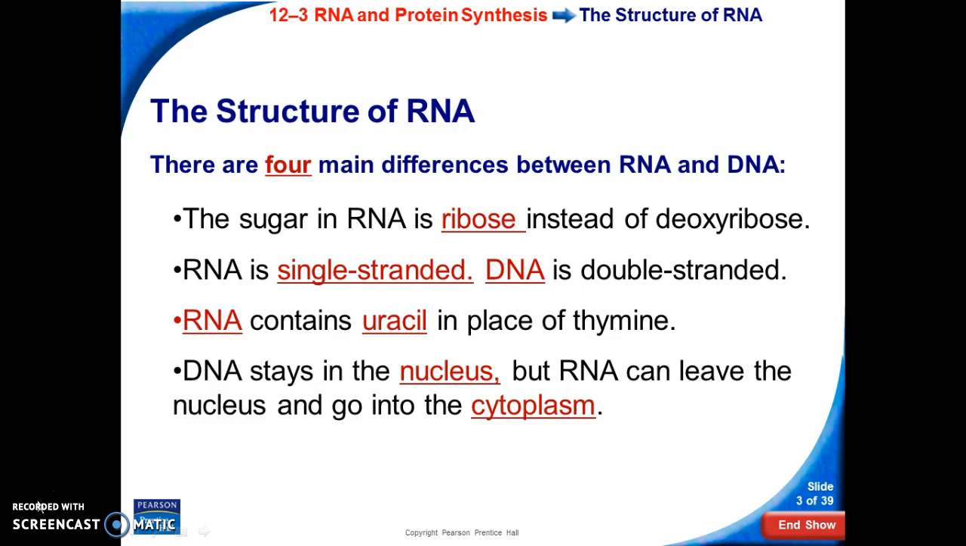Three of them we have already discussed. The sugar in RNA is ribose instead of deoxyribose. RNA is single-stranded instead of being double-stranded. RNA contains uracil instead of thymine. And DNA stays in the nucleus while RNA can leave the nucleus and go into the cytoplasm.